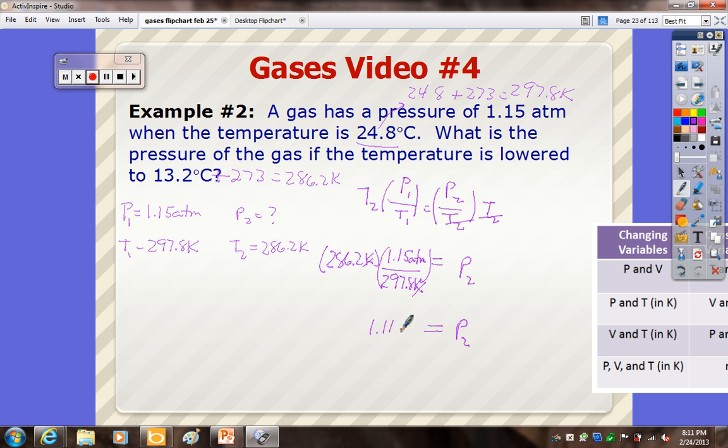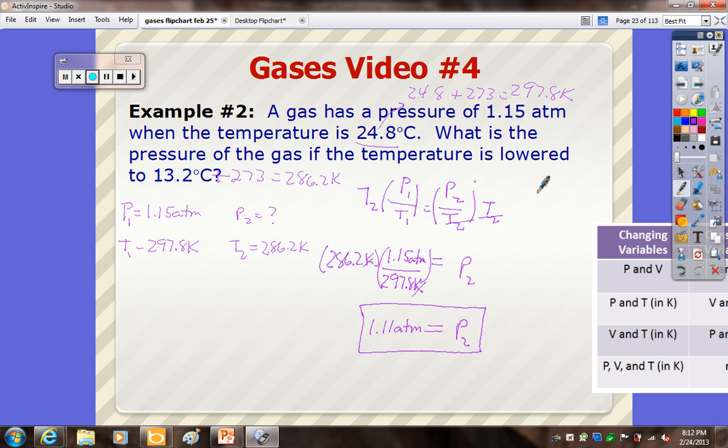That's rounded. Now you do want to double check and make sure this makes sense. Pressure and temperature are directly proportional. So when one goes up, the other one goes up, or if one goes down, the other one goes down. So having 1.11, which is less than 1.15, does make sense.